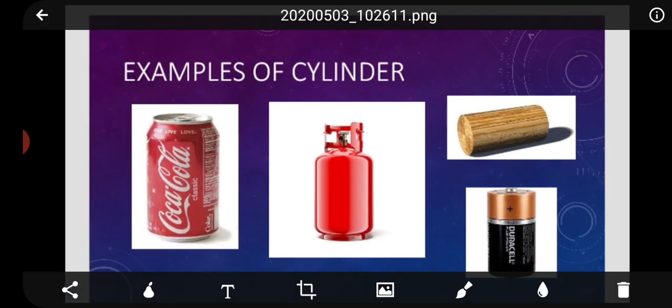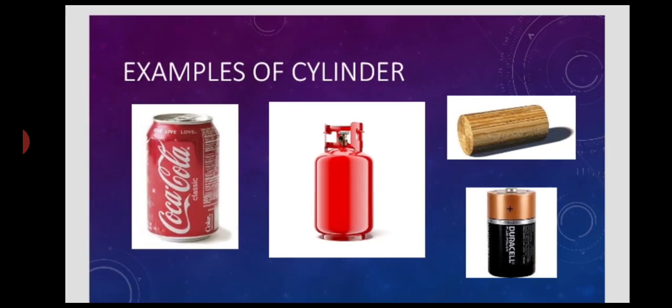Here are some examples: the Coca-Cola can, the gas cylinder, the wooden log and the Duracell. All these are in the shape of a cylinder.